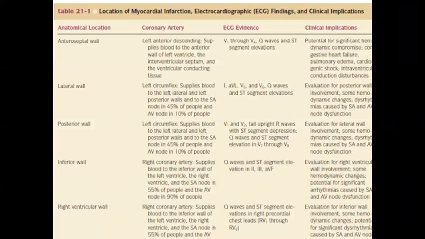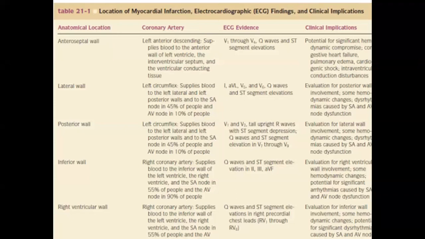I'm sorry, it's a bit blurry. It shows mostly the anatomical location and the coronary artery that supplies that location. If you do an ECG, what do you see on the ECG and what is the clinical implication of that insult? So if you take the lateral wall, the lateral wall is usually supplied by the left circumflex, which supplies blood to the left lateral and the left posterior walls. The sinoatrial node is 45%. The AV node is 10%.